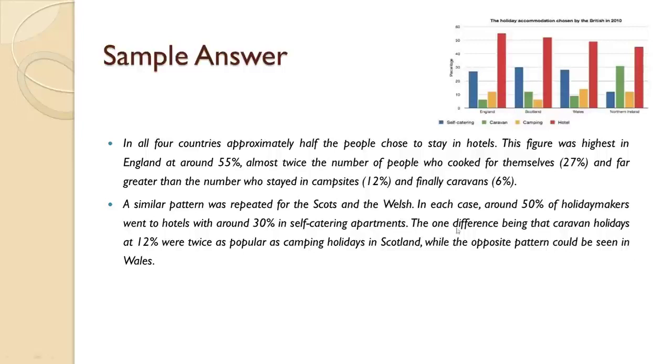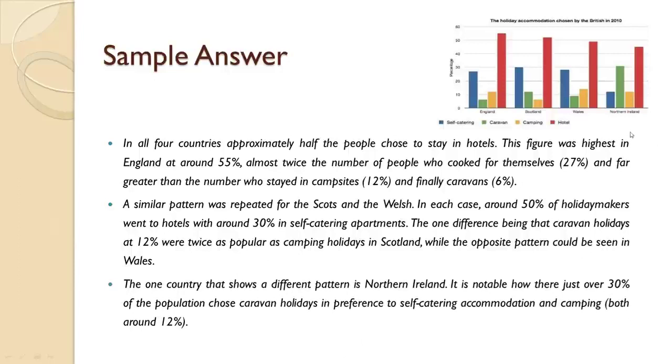Okay. In the case of Scotland, you find that the caravan is a little bit more popular than camping. Here, in Wales, we find the opposite popularity. Caravan is less popular in Wales, and camping has gained more popularity. So it describes a totally opposite idea. And the difference being caravan holidays at 12% were twice as popular as camping in Scotland, while the opposite pattern could be seen in Wales.